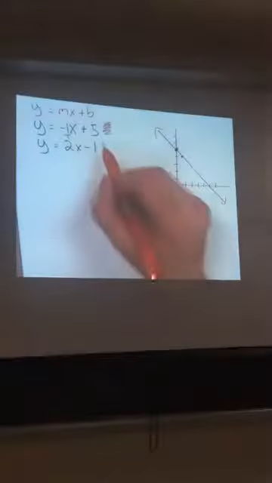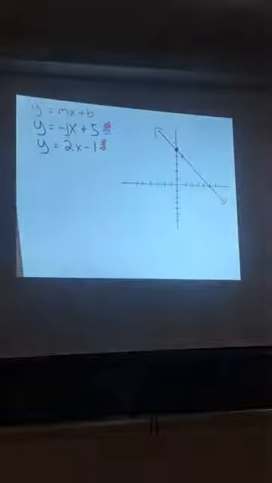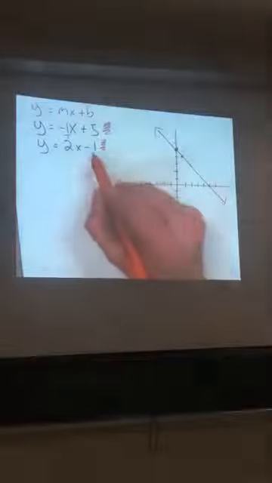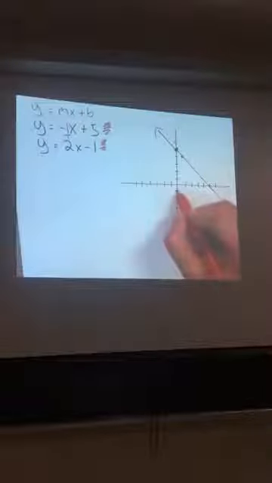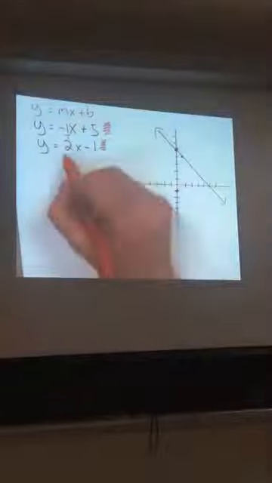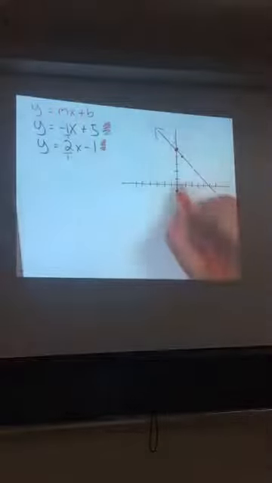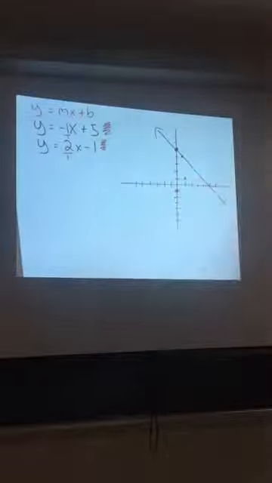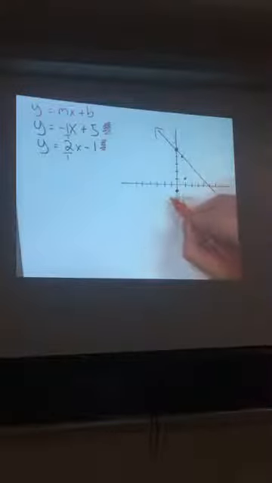The next one I'm going to do in orange. I'm not sure if you can see those colors or not, but I'm trying to keep everything separate. We're going to start down 1, the y-intercept. From there, 2 is 2 over 1, so we're going to go up 2 over 1. And draw your line.